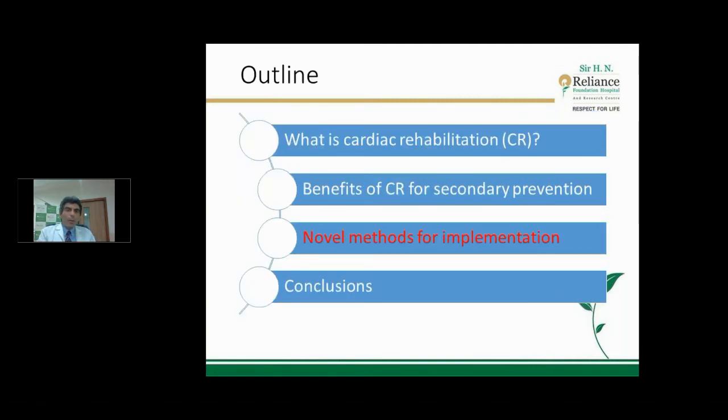So now let's talk about how to implement. What are the practical ways that we can implement this in daily practice?